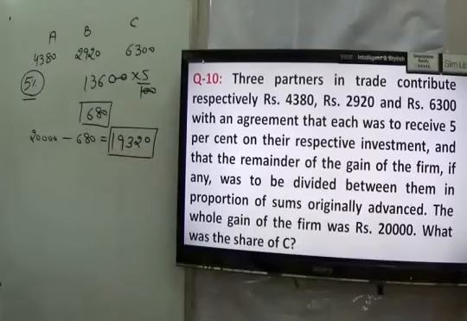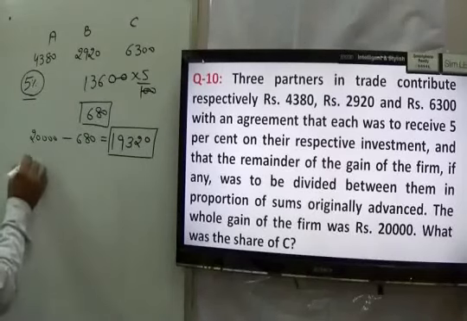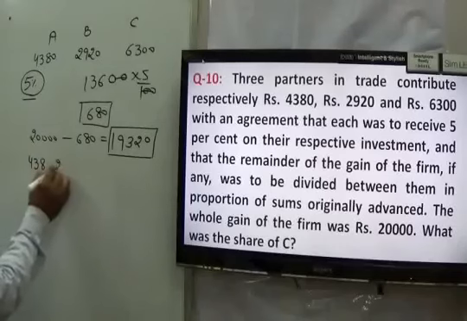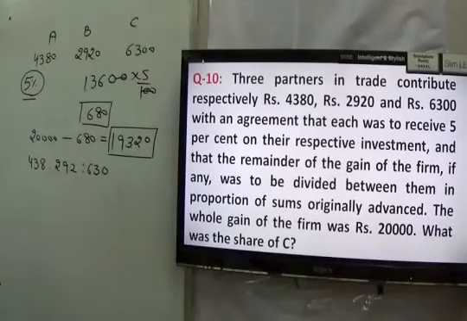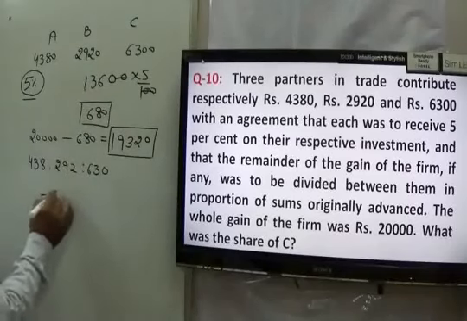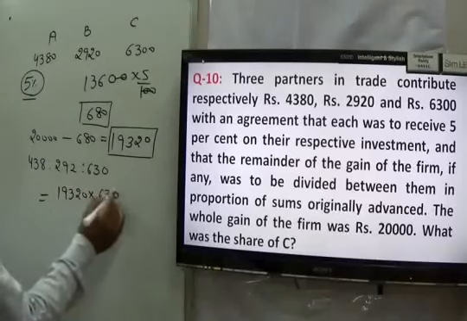Now this 19320 has to be divided in the proportion of the money. That is 438 is to 292 is to 630. We have to divide in such a way. Now I have to find the share of C. That would be taken as 19320 into 630 upon.